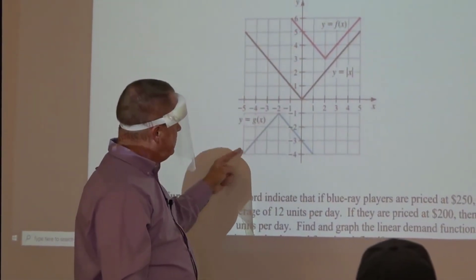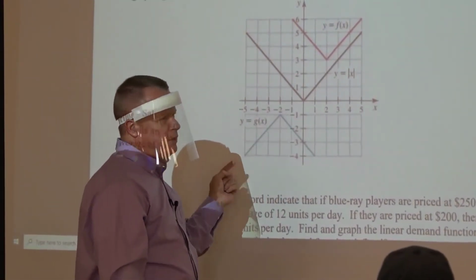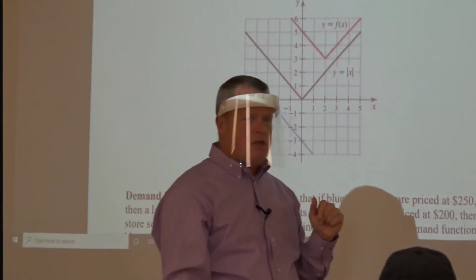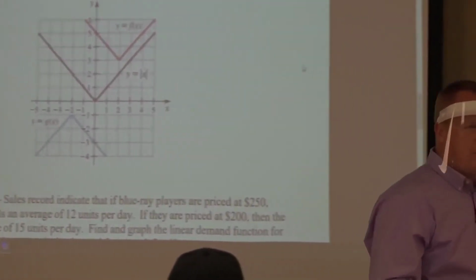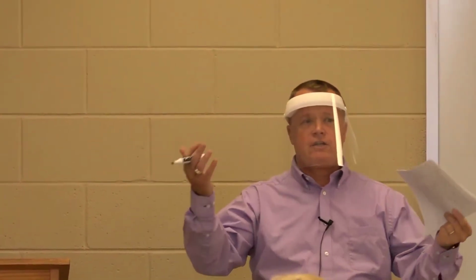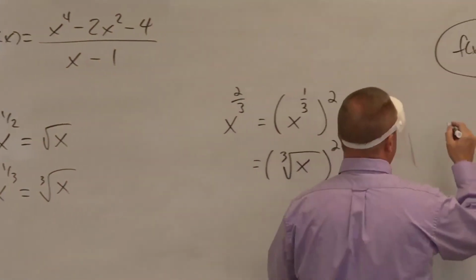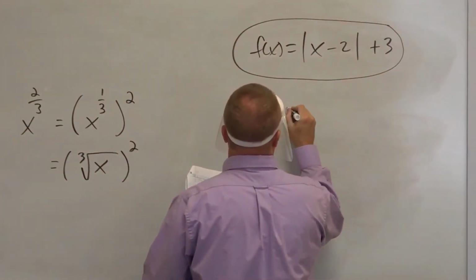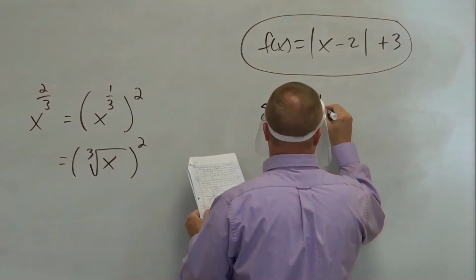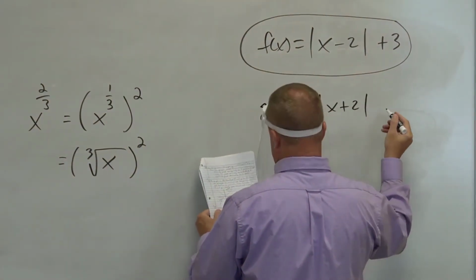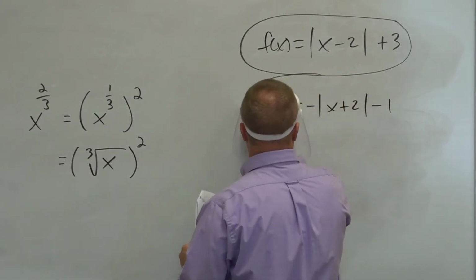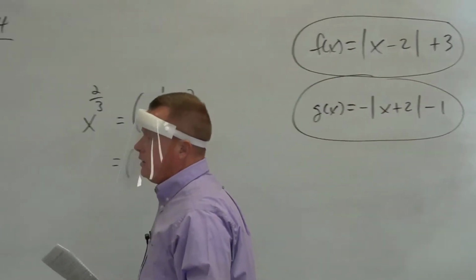But it's also opening downward. What do I do to make it open downward in the equation? Negative. All right. So does the negative go with the x, or does it go in front? In the front. If it's reflected across the x-axis, the negative goes in front. So that would be g of x equals negative absolute value of (x plus 2) minus 1. Okay. Any questions about that?